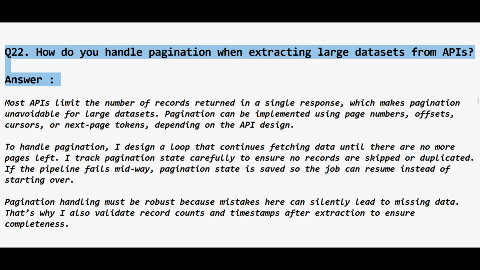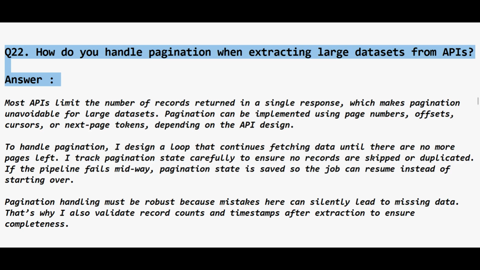Question 22. How do you handle pagination when extracting large datasets from APIs? Answer. Most APIs limit the number of records returned in a single response, which makes pagination unavoidable for large datasets. Pagination can be implemented using page numbers, offsets, cursors, or next page tokens, depending on the API design. To handle pagination, I design a loop that continues fetching data until there are no more pages left.